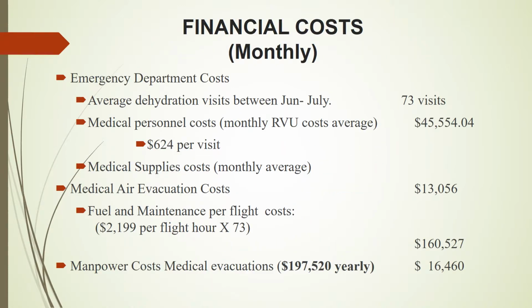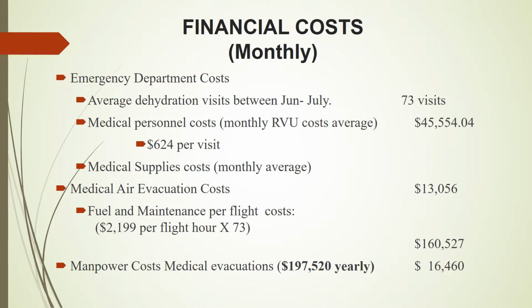Financial cost. We pulled data from the electronic health record clinical databases, and for the months of June and July we found an average of 73 visits for dehydrated patients from the training areas to the ER. The RVUs, the manpower in the ER to support those 73 visits, came out to around $45,000 plus, and about $13,000 plus for medical supplies to support those 73 visits.